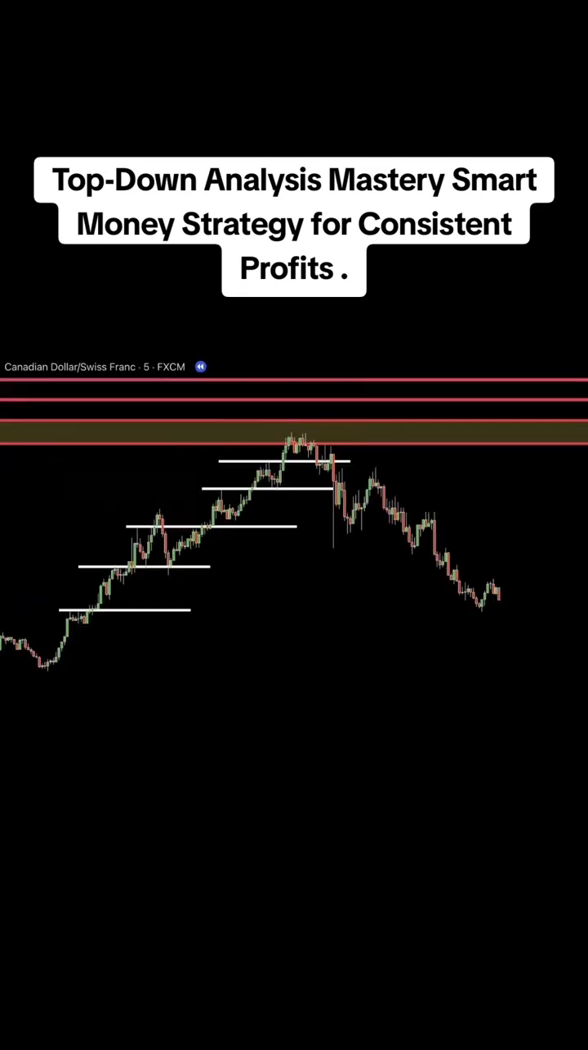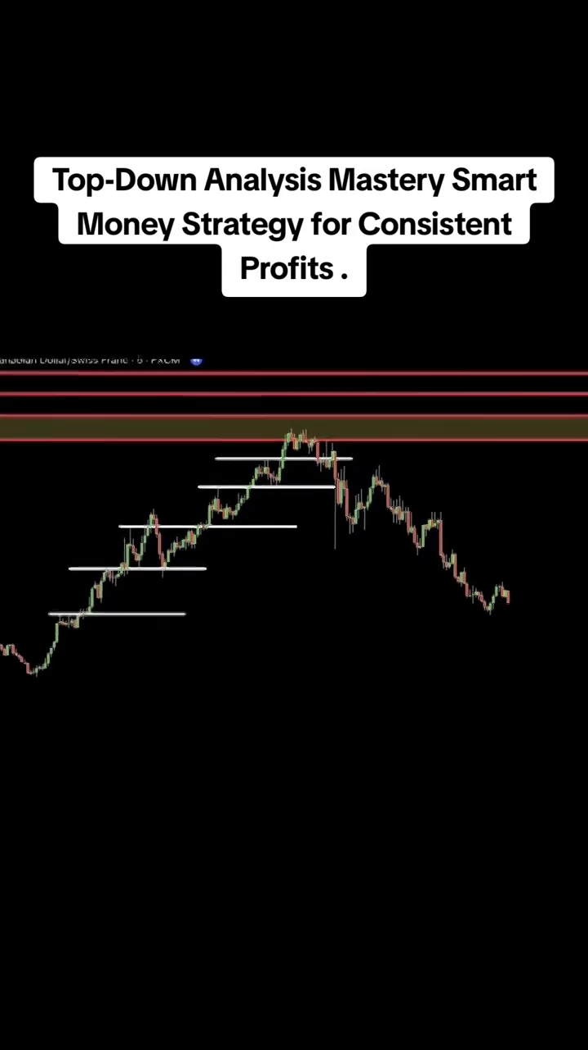Without top-down analysis, we might have entered this trade and been caught off guard by the reversal. By analyzing both time frames, we protect ourselves from setups that look good on the surface, but don't hold up when we see the bigger picture.